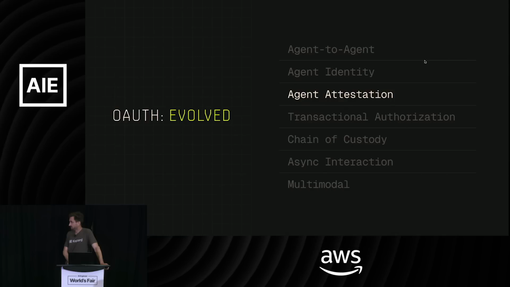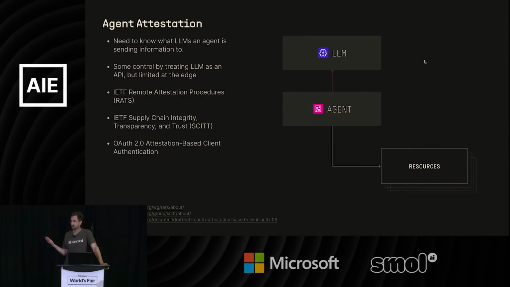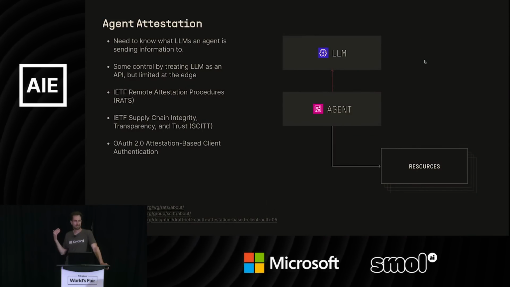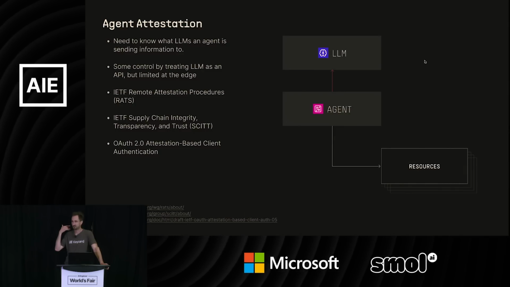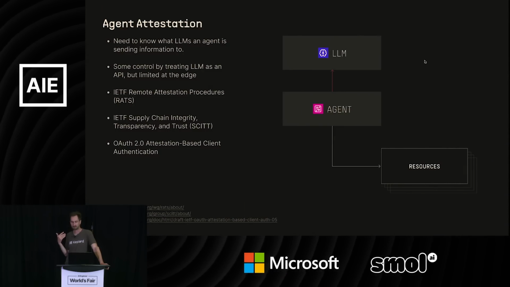All right, this dovetails into agent attestation. We've connected our agents to the resources that we're using, but then that agent turns around and sends all that information up to an LLM. This seems like something we should probably have some awareness of and control over.